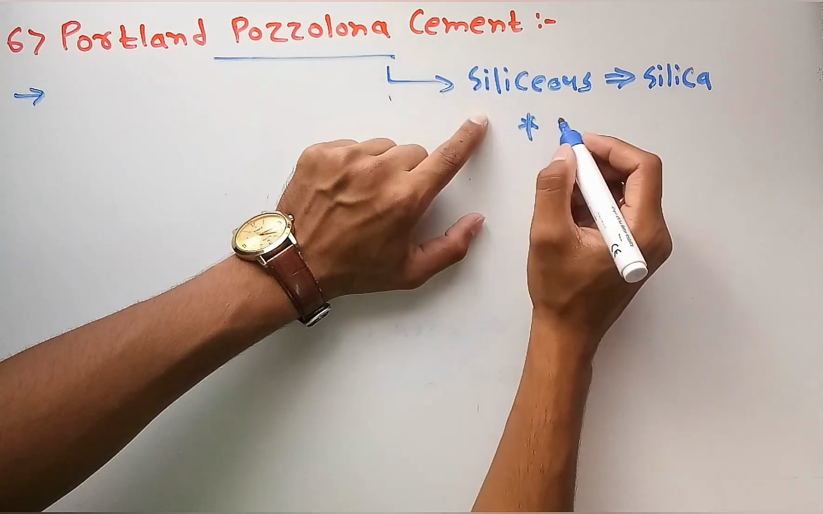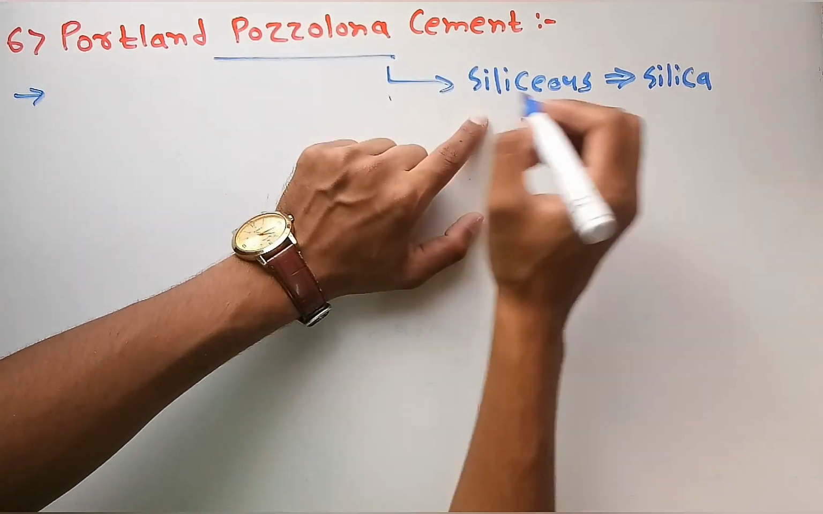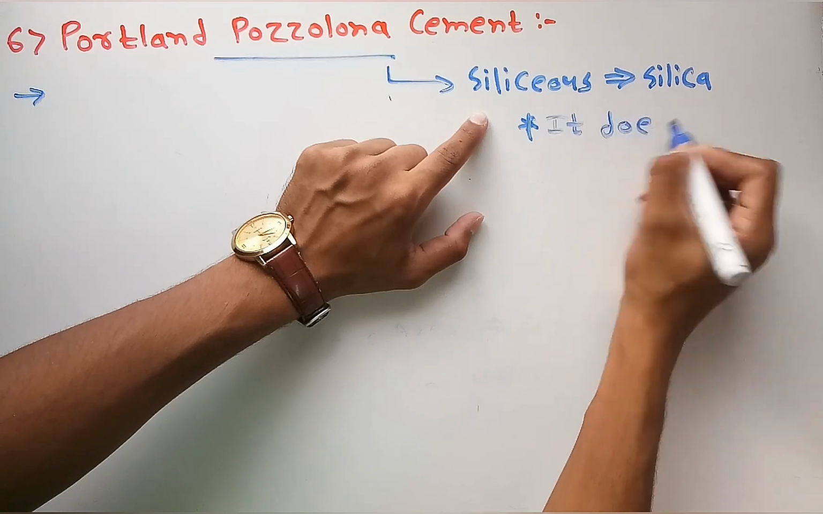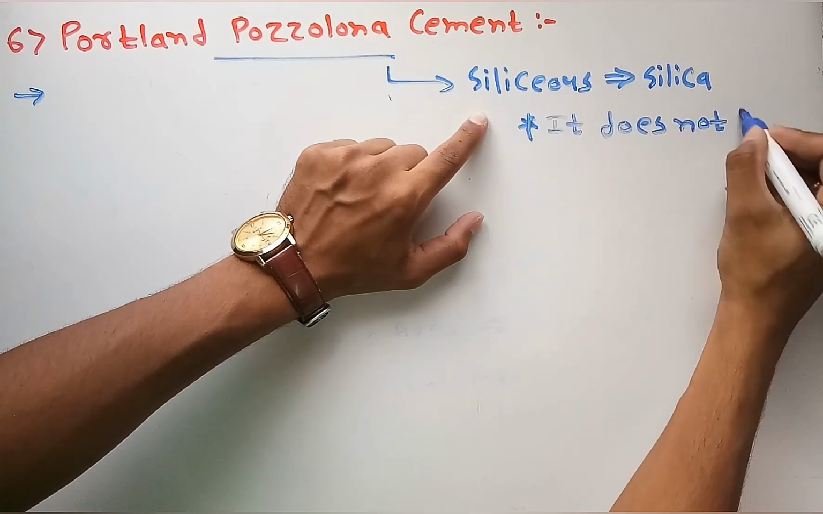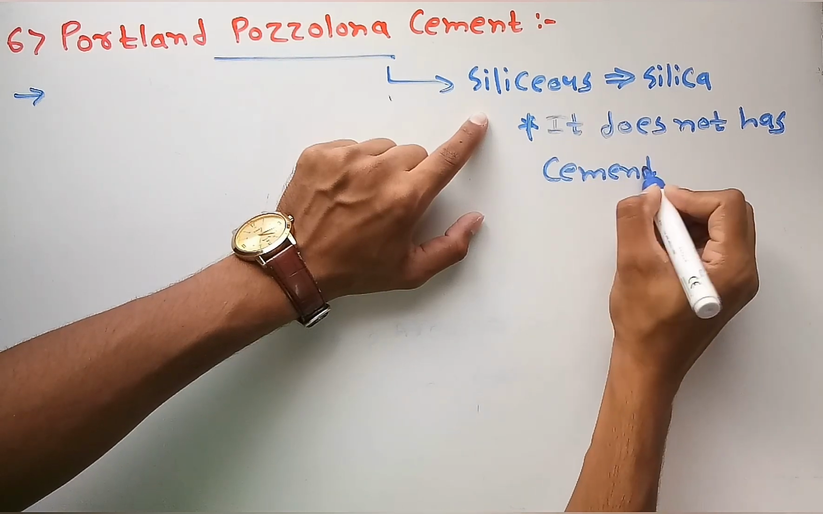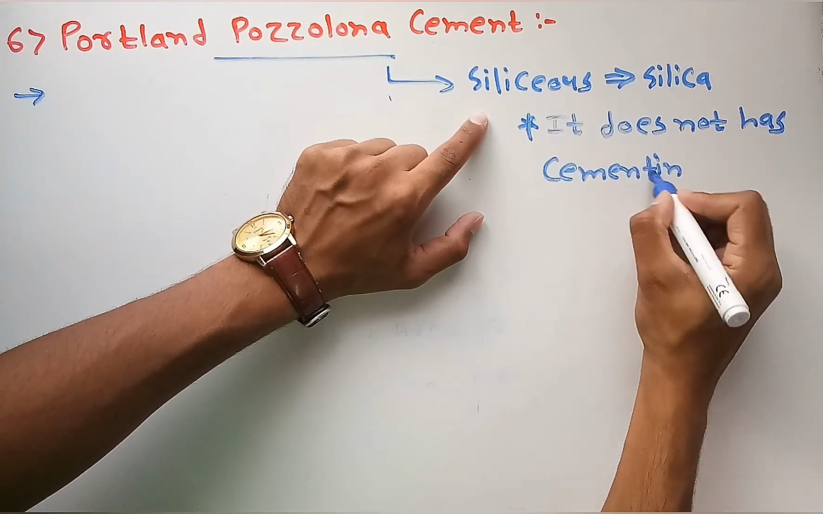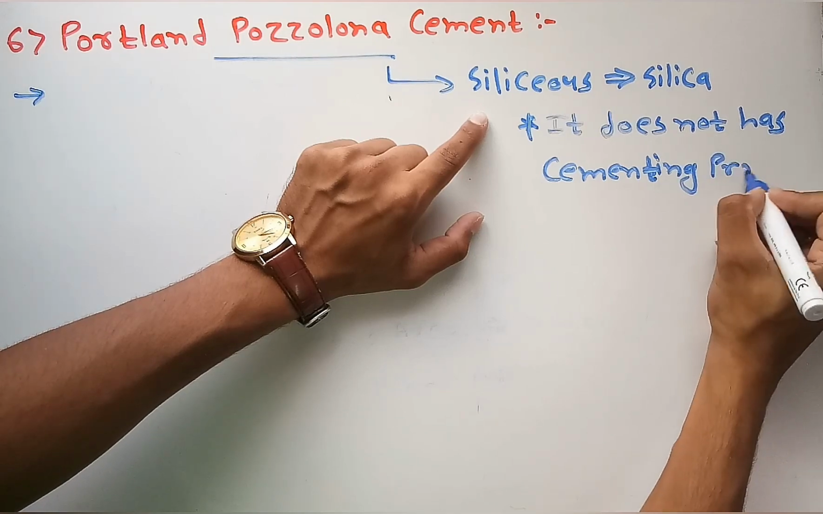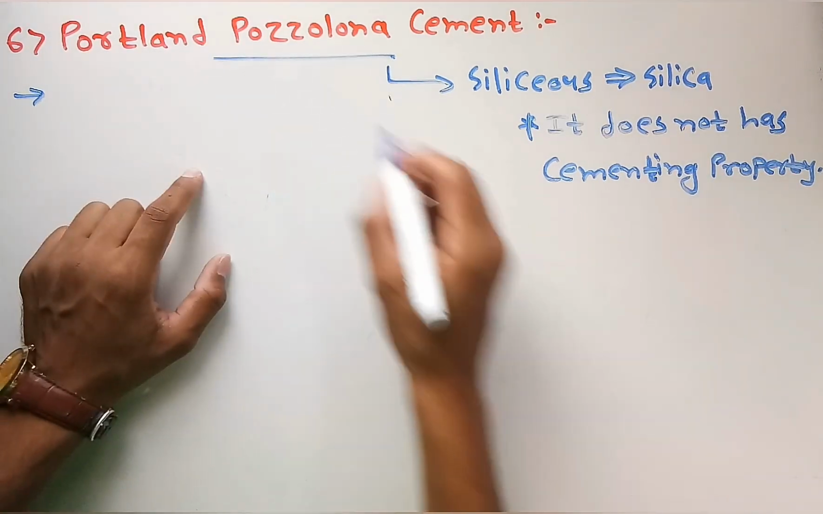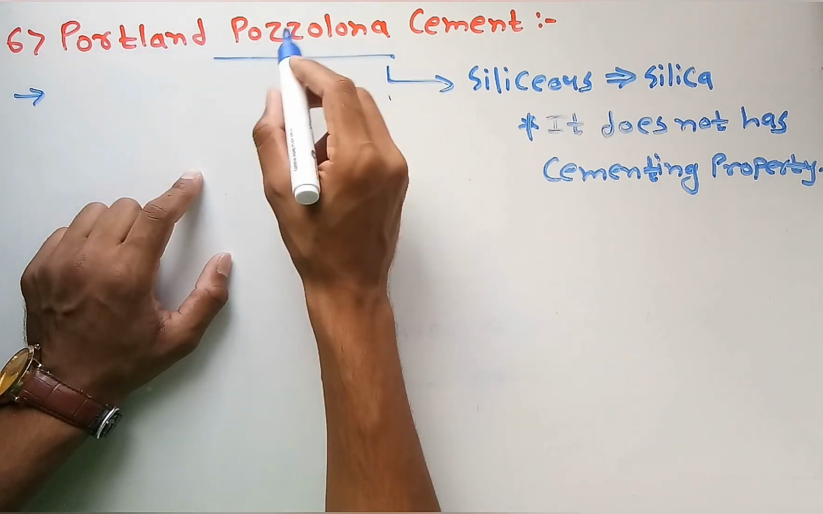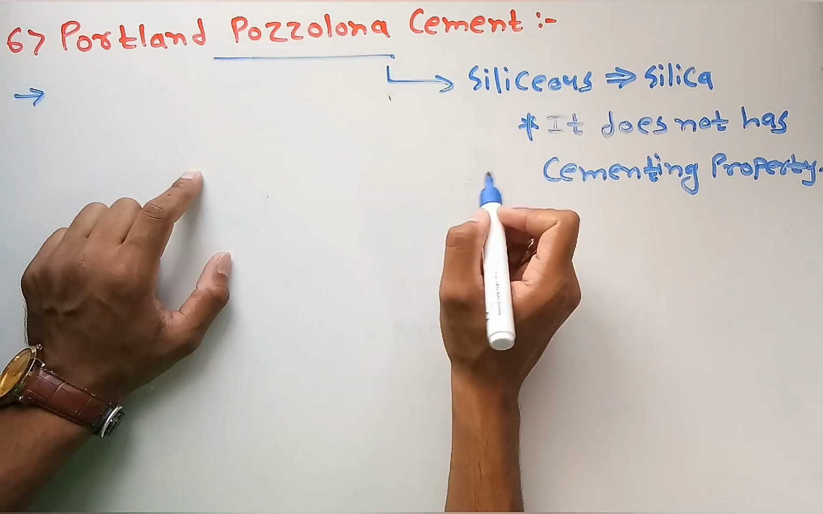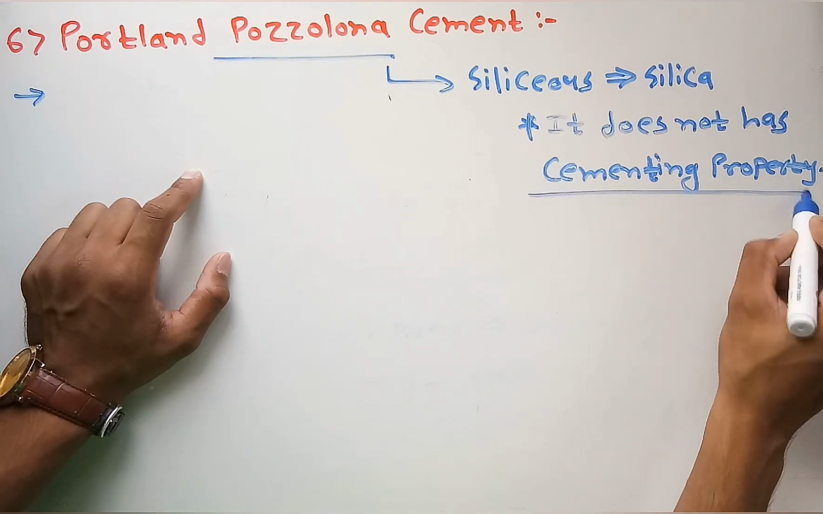So this is the important point regarding pozzolana, that it does not have a cementing property. That's why, while manufacturing pozzolana cement, it is necessary to mix the pozzolana along with the cement to achieve the cementing property.